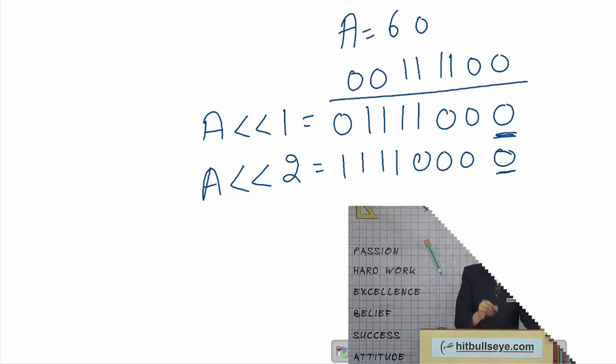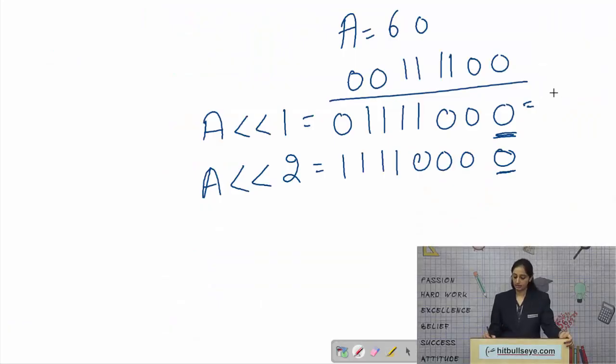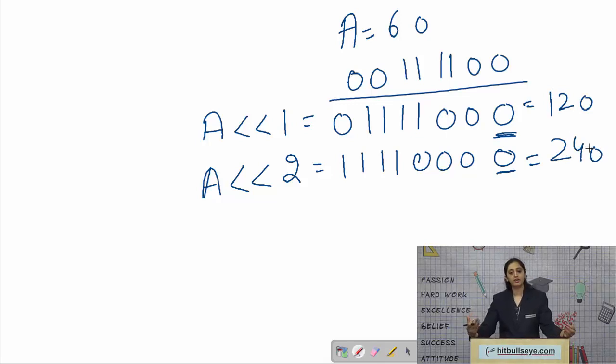So what the definition says is that the left operand value is moved left by the number of bits specified by the right operand, right? So the values are 120 and 240. In the left shift the value becomes double: 60 becomes 120 and 120 becomes 240 in the next left shift.